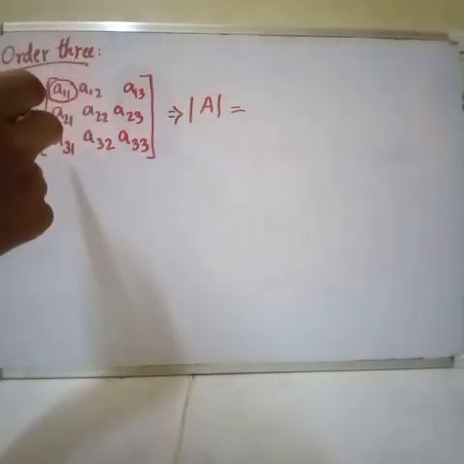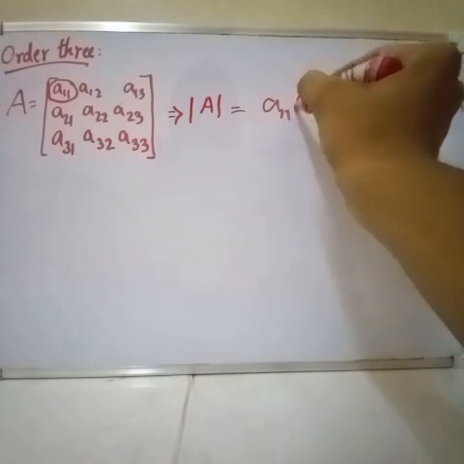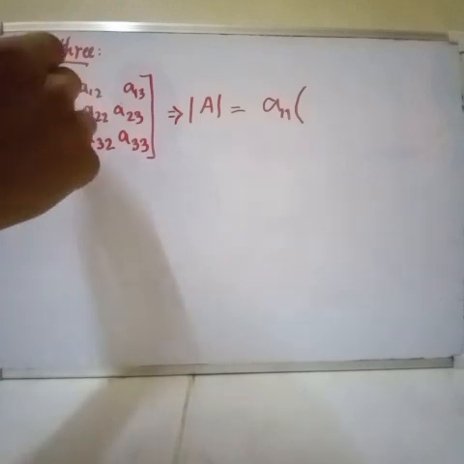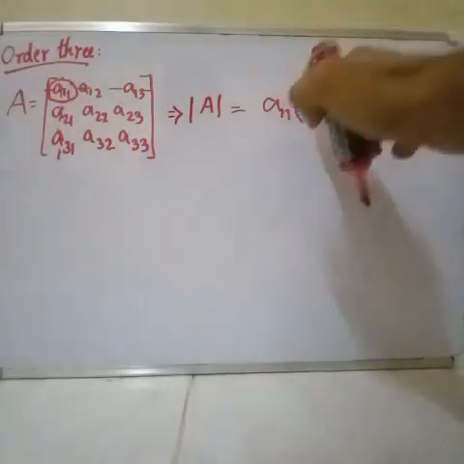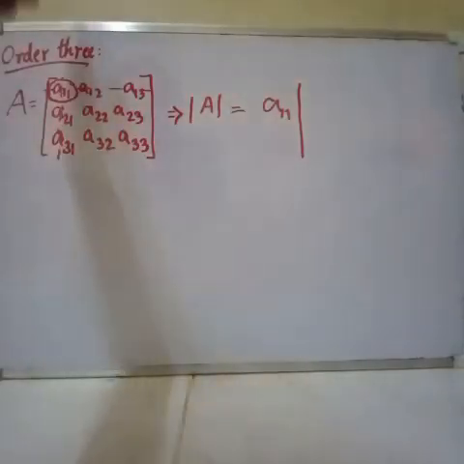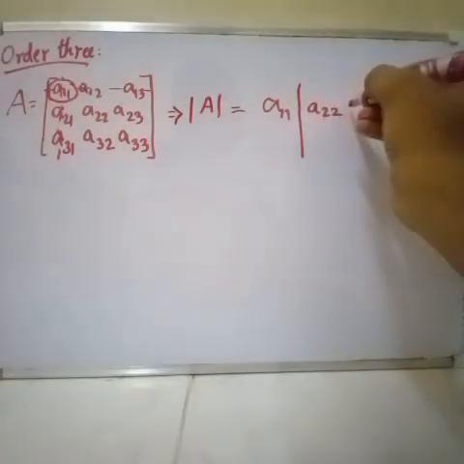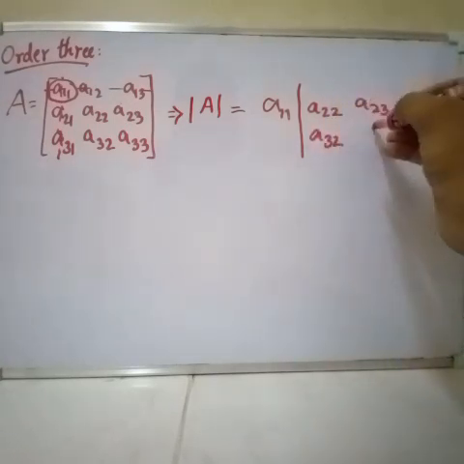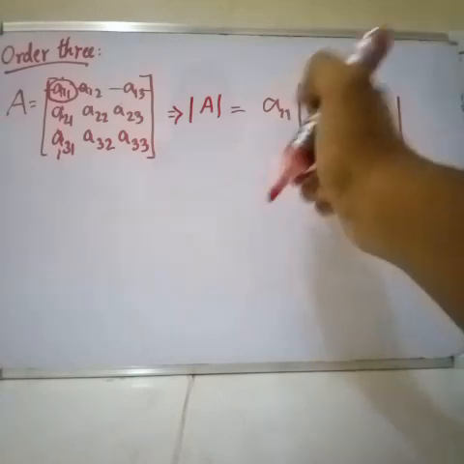The first element is there. Take it out, A11, and multiply it, put inside a bracket, then cancel this row and this column. Whatever is left inside, you have to take the determinant of it. So this row is gone and this column is gone. What is left is A22, A23, A32 and A33. This is the first part of the determinant.